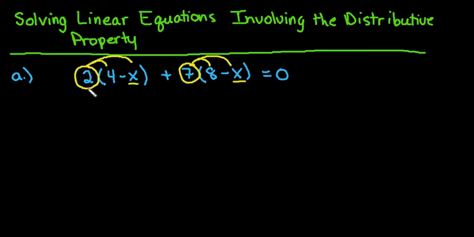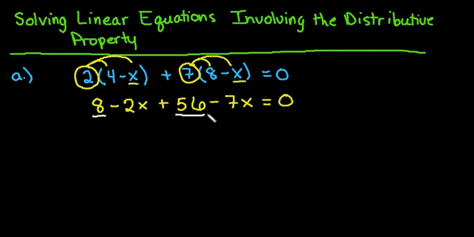So our next step would be to multiply 2 times 4, which would give us 8, minus 2 times x, plus 7 times 8, which is 56, minus 7 times x equals 0. So now it's just a matter of combining like terms. We're going to combine our constant terms together. We're going to add the 8 and the 56, which gives us 64.